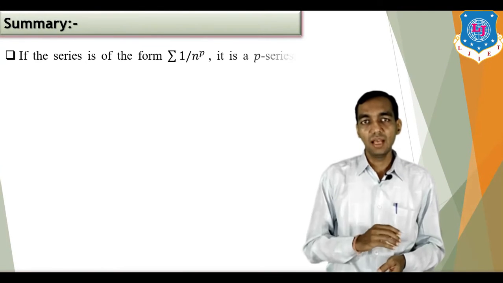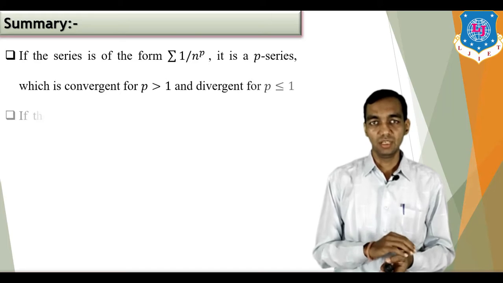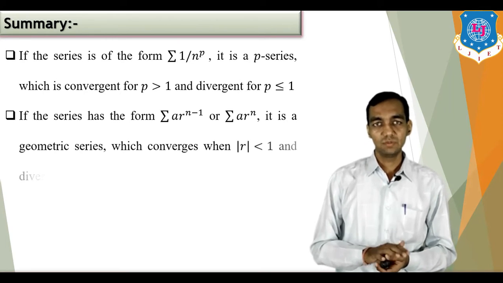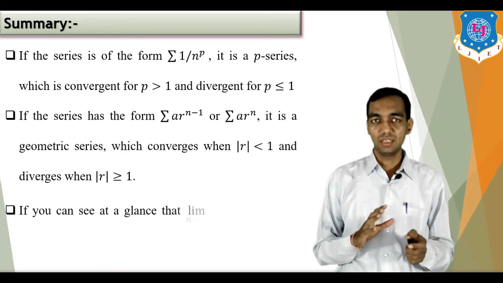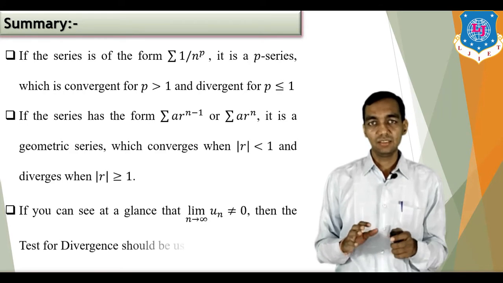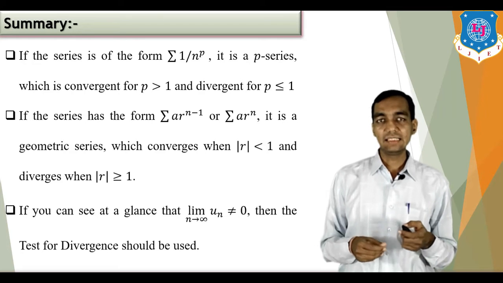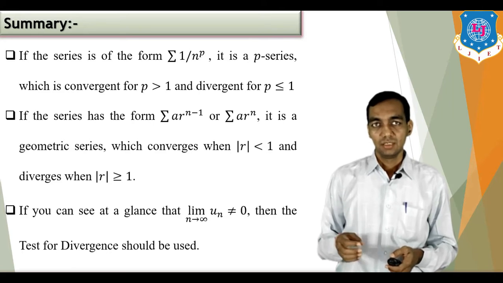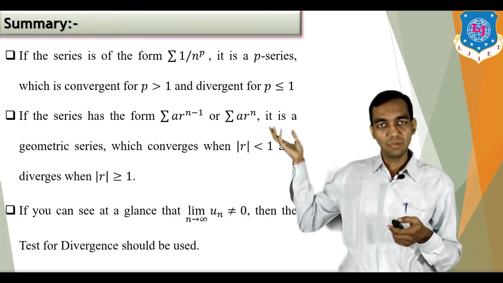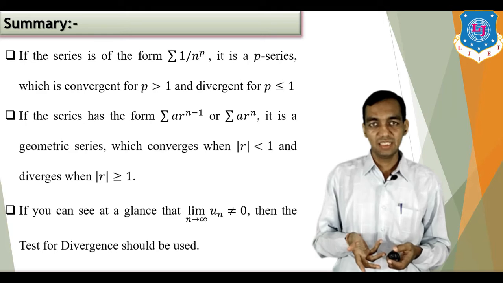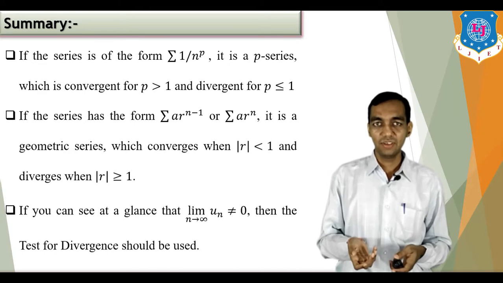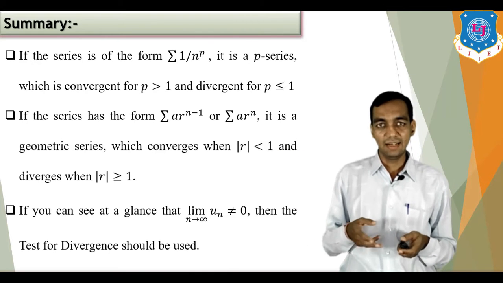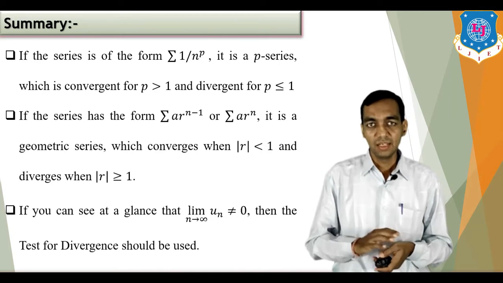Okay. Now we are going to check out the summary. We have learned 5 tests for positive term series and 1 test for alternating series. It is not necessary that each test is applicable to each series, so we are going to sort them out. If your series is of the form sigma 1 upon n raised to p, then directly the p series is applicable, and we are already aware that the p series converges for p greater than 1 and diverges for p less than or equal to 1.